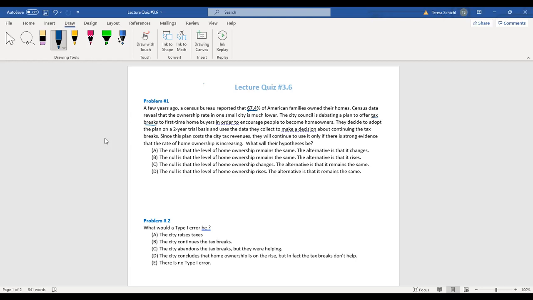All right, so we want to see what the hypotheses will be. Let's try to write what we have here. So this is H0, HA. When you read it, the city council is debating whether to have a tax break. They said that they only decide to adopt this tax break if there is strong evidence that the rate of ownership is increasing.